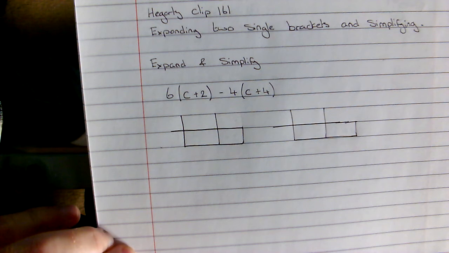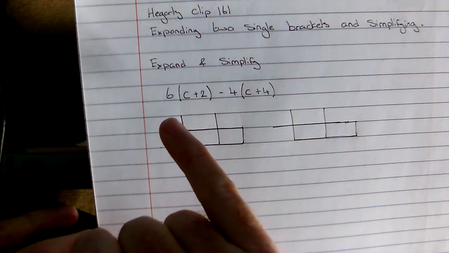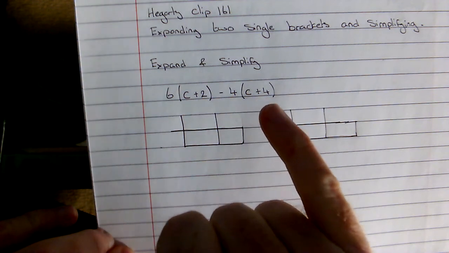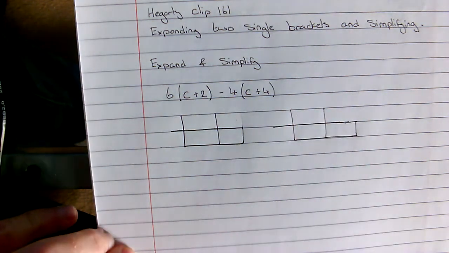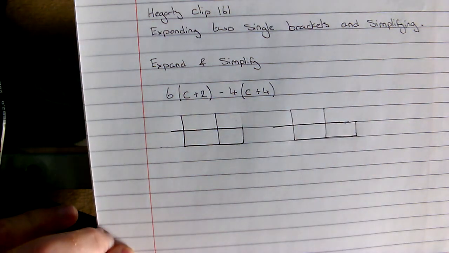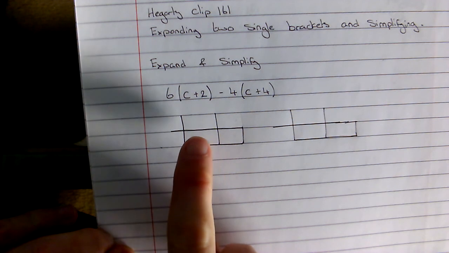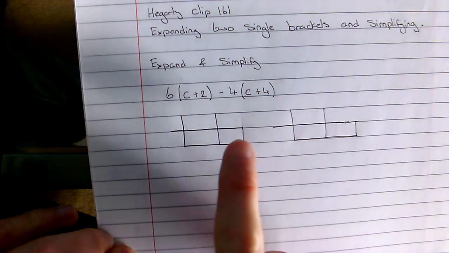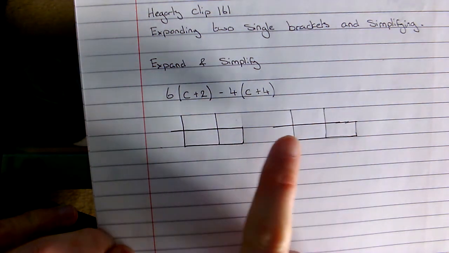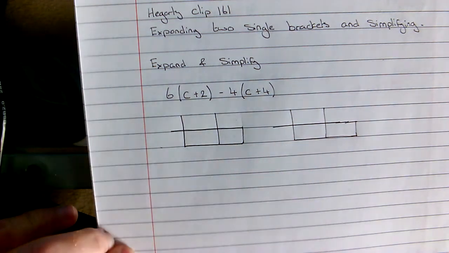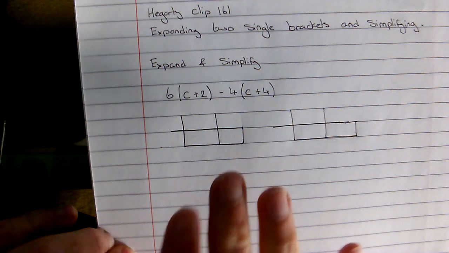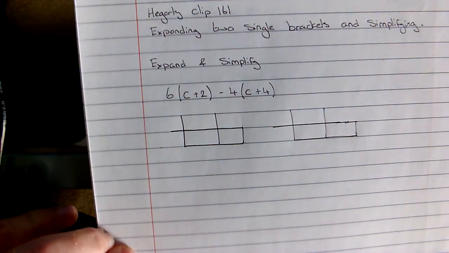Expanding and simplifying, that's what we're being asked to do here. If we look at the question, expand and simplify 6 brackets c plus 2, take away 4 brackets c plus 4. Now, before we can expand it, what I'd like to do is pause the video at this point and draw out the sets of boxes like I have done here. Once your page looks exactly like mine with these two sets of boxes, then play the video again, listen, and you can fill in these two grids with me as we go along.